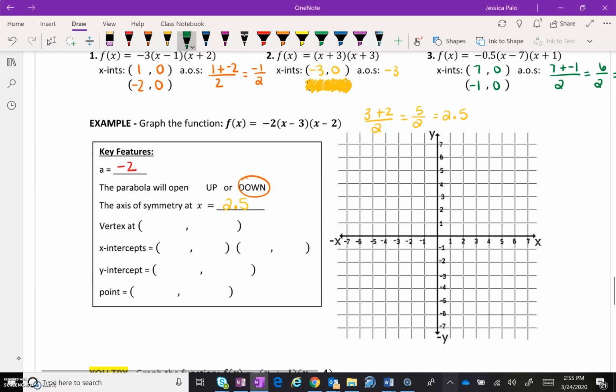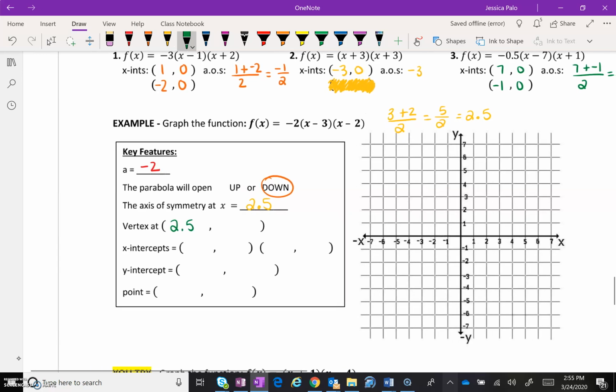To find the vertex, we are going to take our x value of 2.5 and plug it back in to the original equation that we are given.